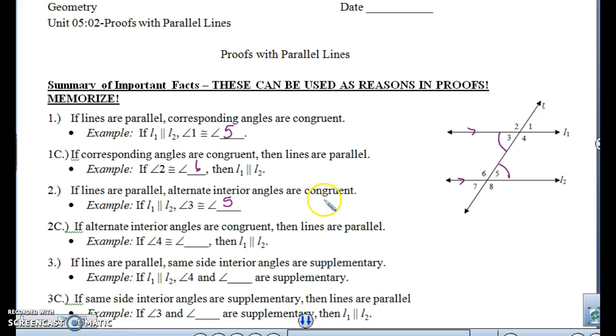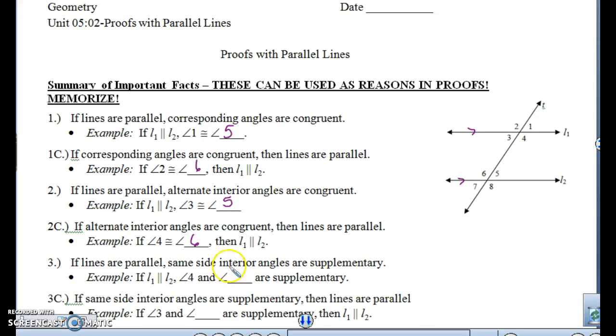And also, conversely, if you have alternate interior angles congruent, then you can say the lines are parallel. So, as I just said, if angle 4 is congruent to angle 6, that forces these two lines to be parallel. So if corresponding angles are congruent, lines are parallel, and if alternate interior angles are congruent, lines are parallel.